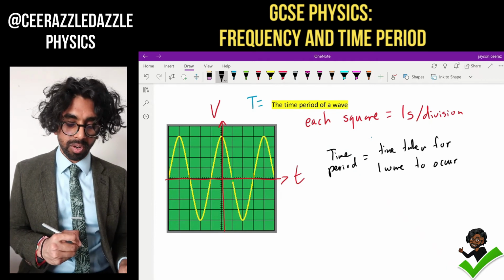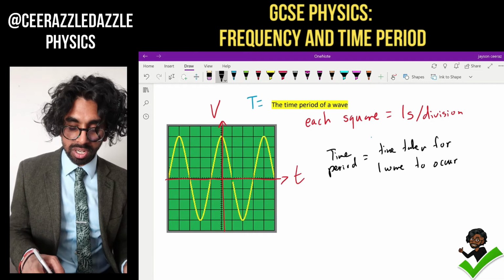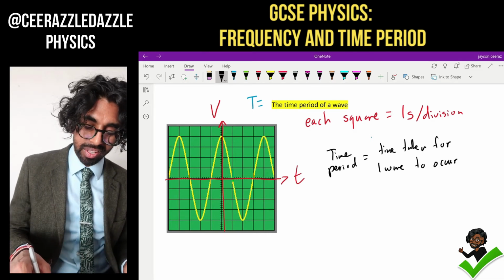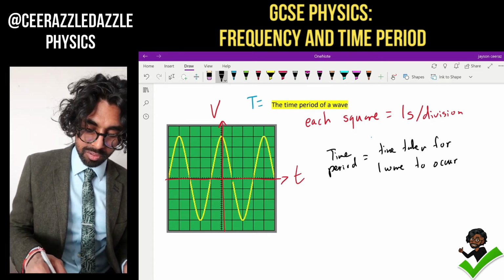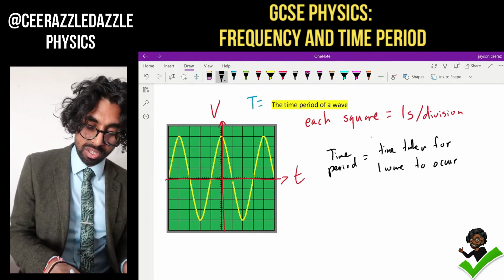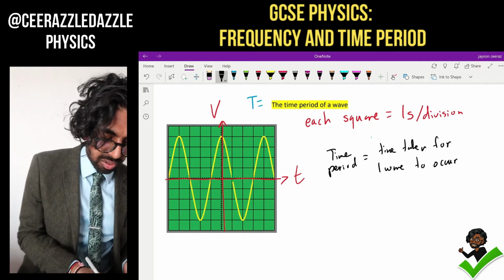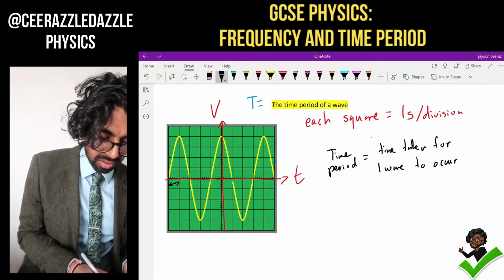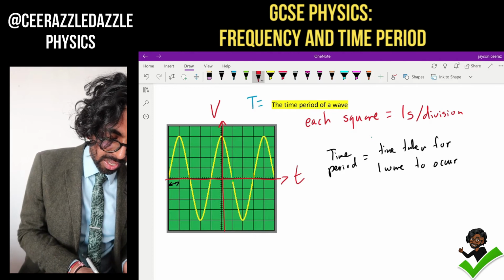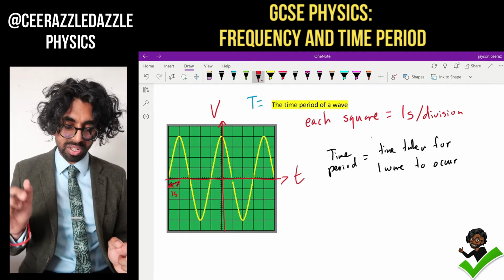Happy with that? Right, so let's say we've got this oscilloscope trace. What is the time period for this wave? You've got to look at, first of all, each square. How much is each square worth? It tells me at the top here, each square is 1 second per division. So every single box is 1 second.